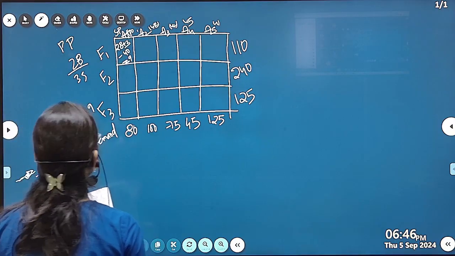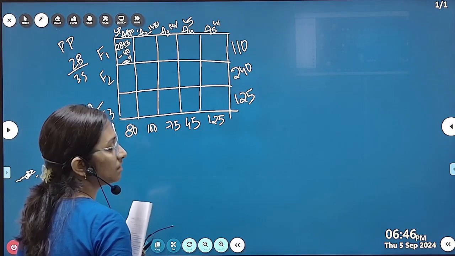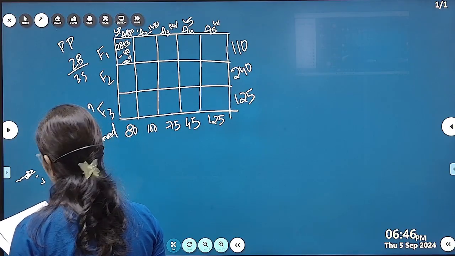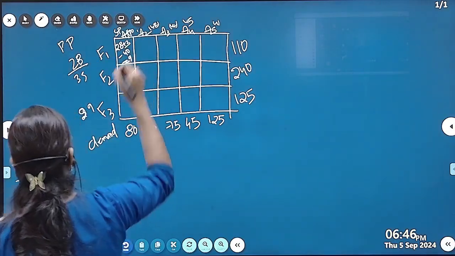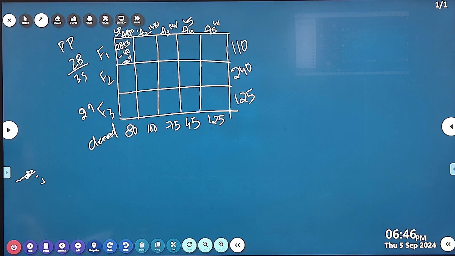So next tell me the value for A2. 28 plus 9 minus 48. Tell me 28 plus 9. 28 plus 9 minus 48. So is everyone clear? Is there any doubt? Why have many people logged out? Are you not understanding?